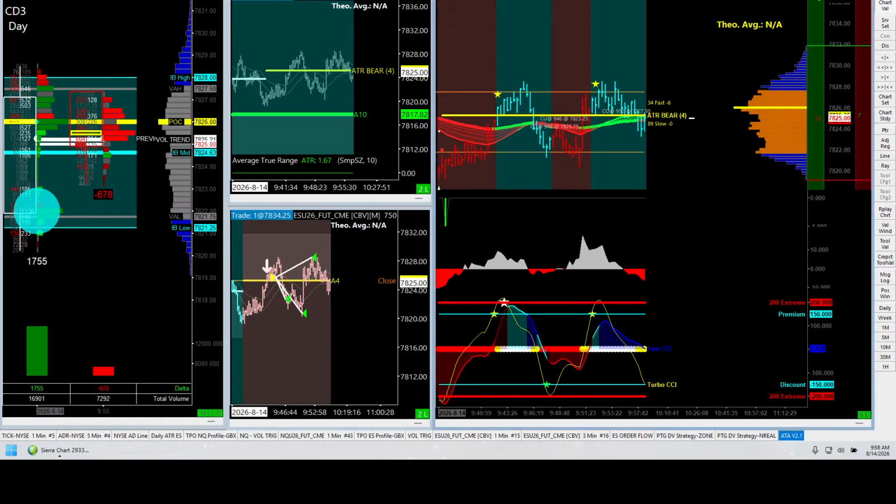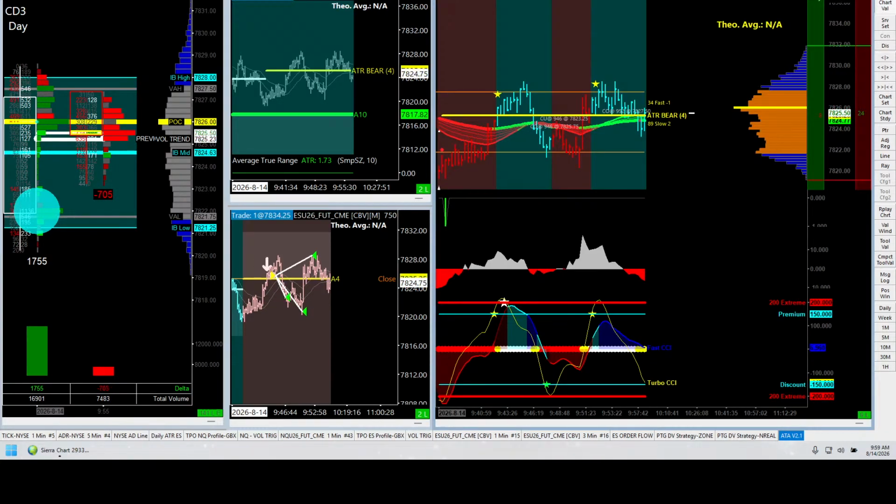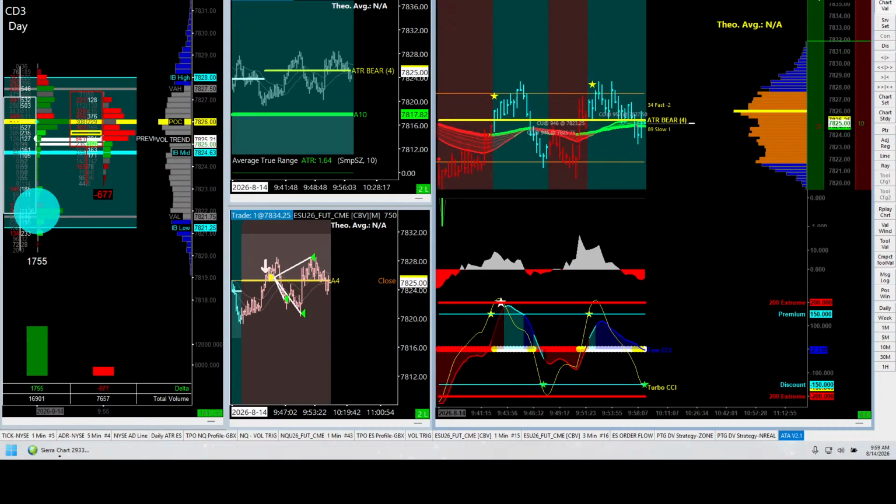You've got Michigan sentiment data coming out in a minute and a half or so. Just be aware of that. It can be a market mover. Again, forewarned is forearmed, right? Or forearm, whatever that thing is.